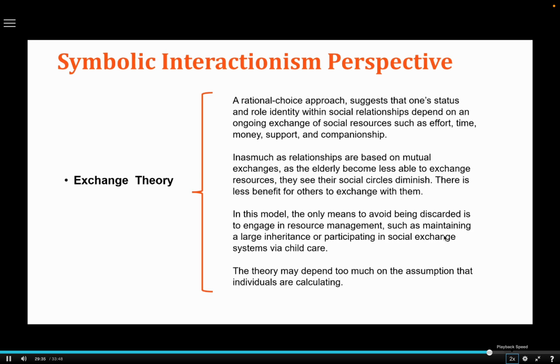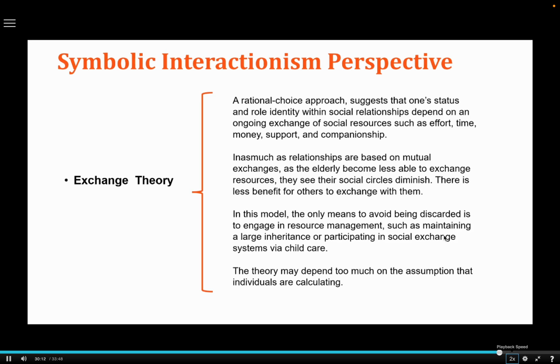The last theory under the symbolic interactionist perspective, which is discussed very briefly in the chapter, is criticized because it implies too much credit to material exchanges, and it's not so much focused on non-material meaning making, such as love and friendship, in how it explains seniority and later stage of life.